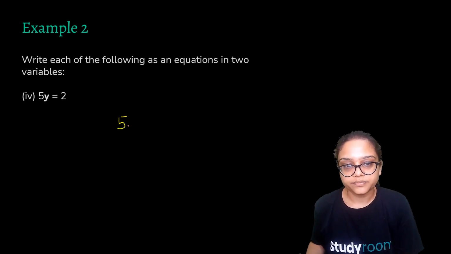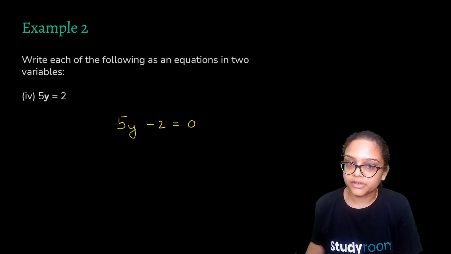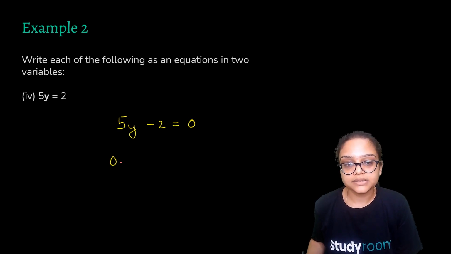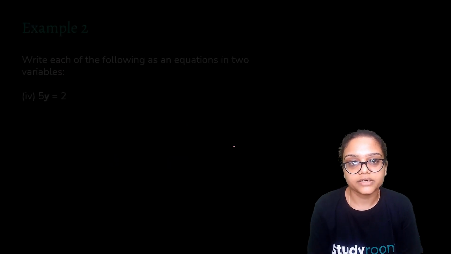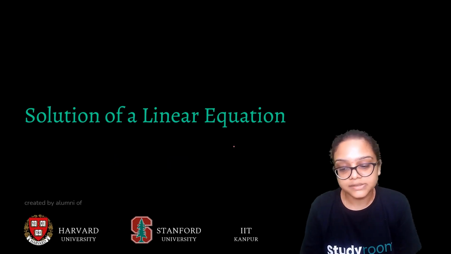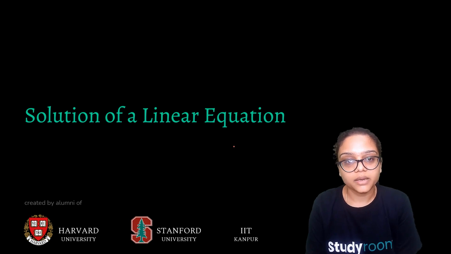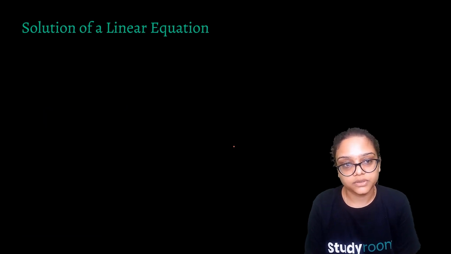Equals 0. So the x term would be 0 dot x, plus 5y already there. The constant term is already there. Hence it's defined as a linear equation. Moving forward, we'll learn about the solution of linear equations.